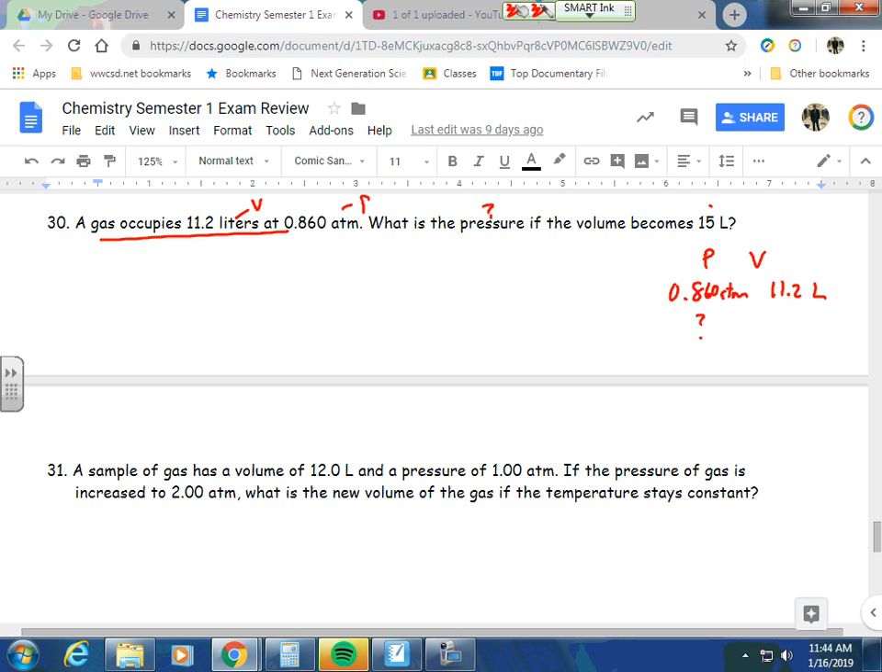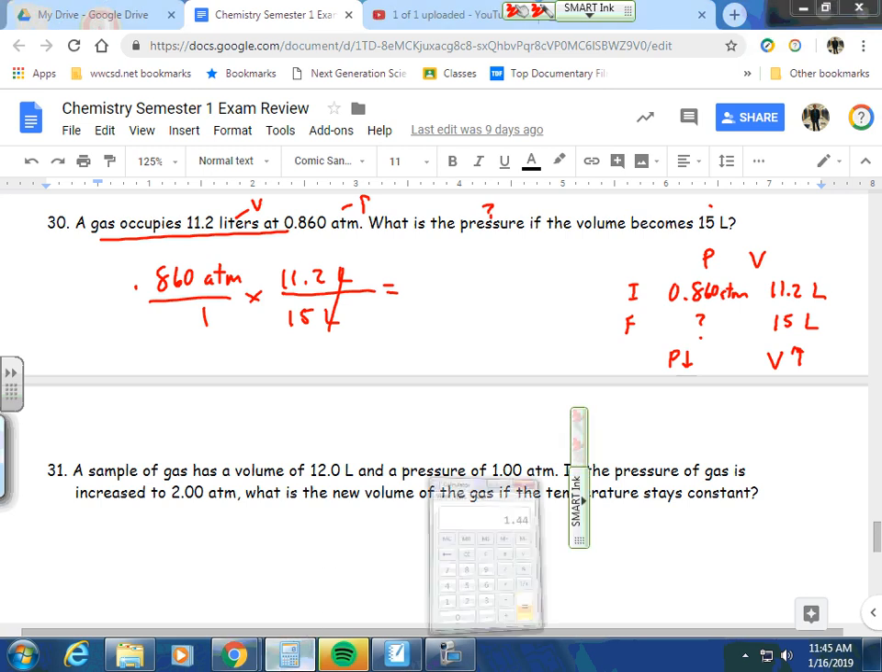What will be the new pressure if the volume goes to 15 liters? So the volume is going up, the pressure should go down. So if I take my 0.860 atmospheres, and if the pressure should go down, let's put the lower number on top, 11.2 liters over 15 liters.